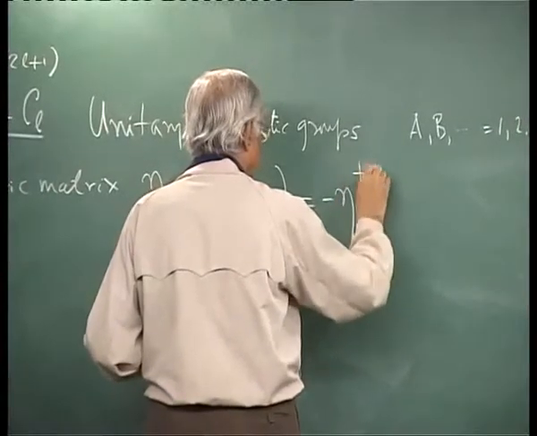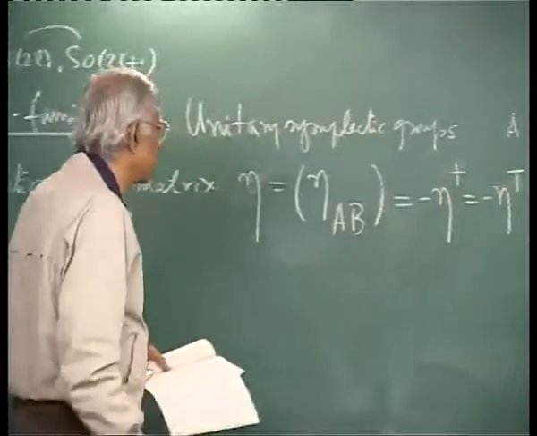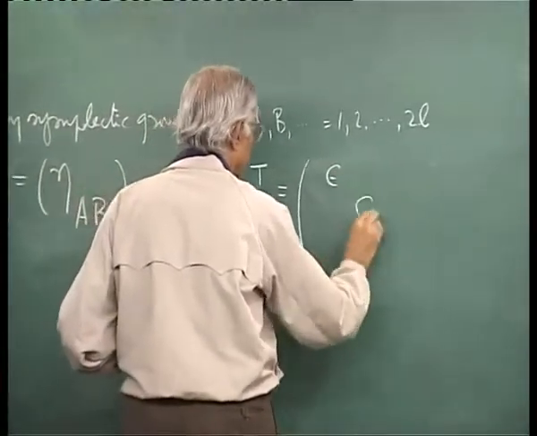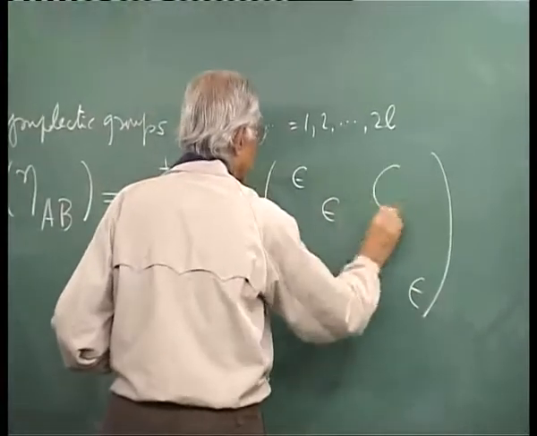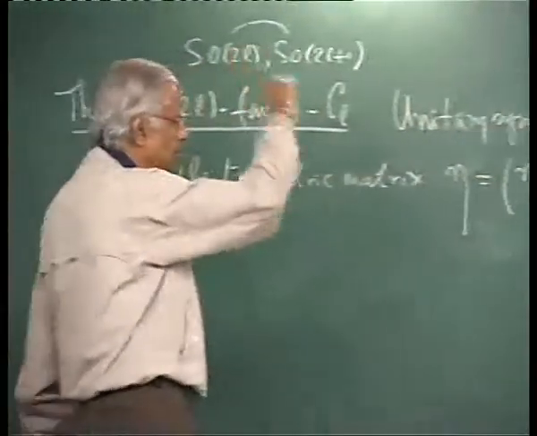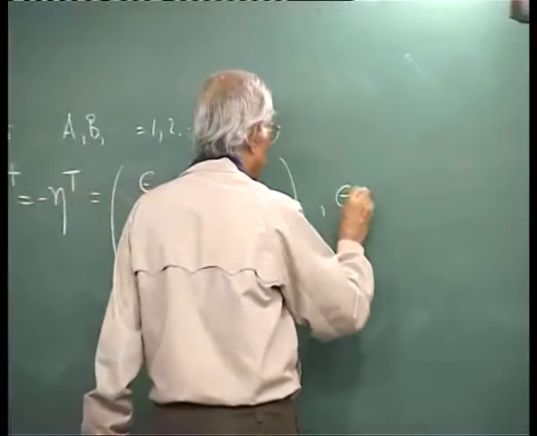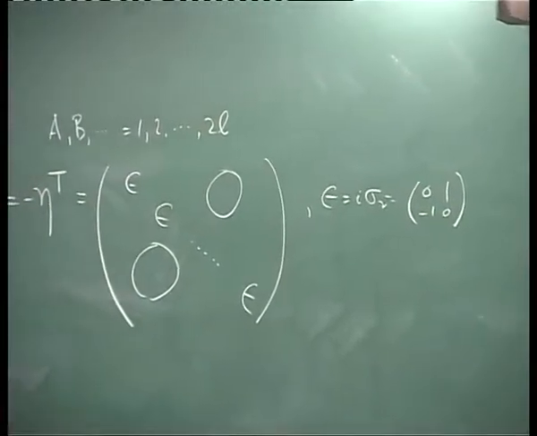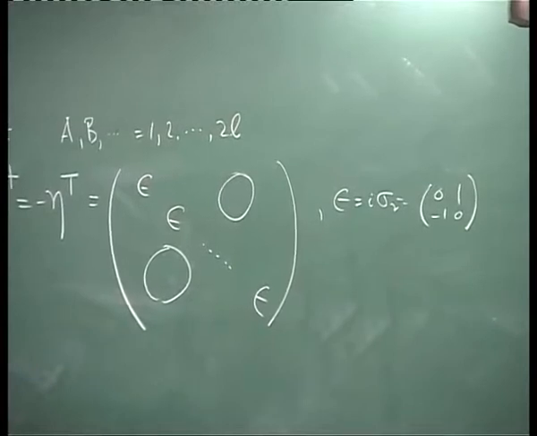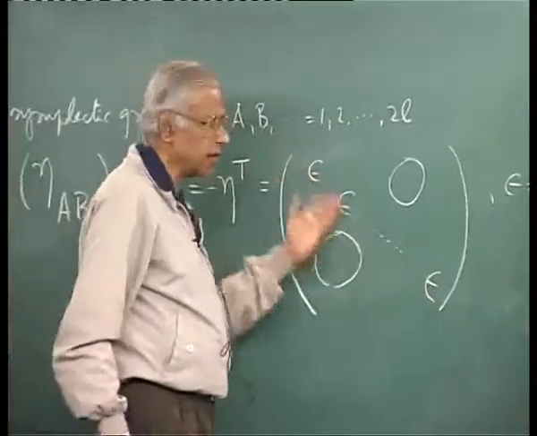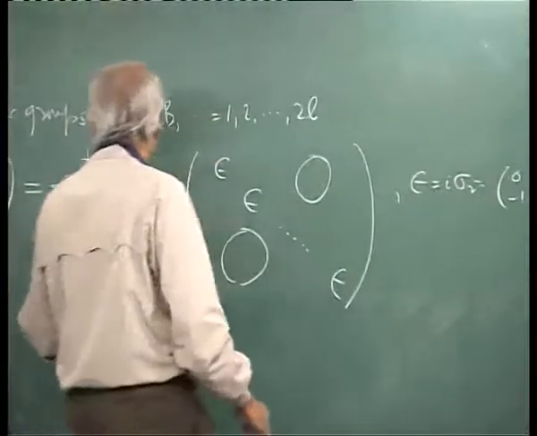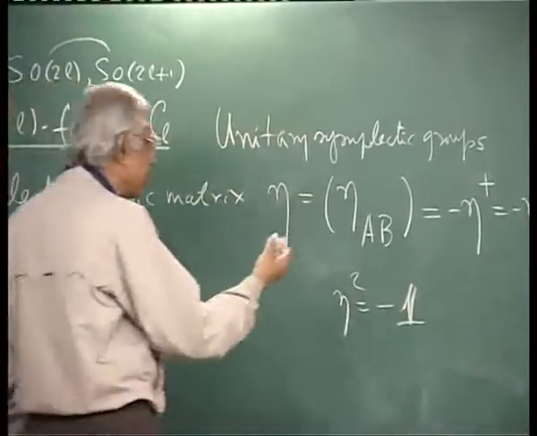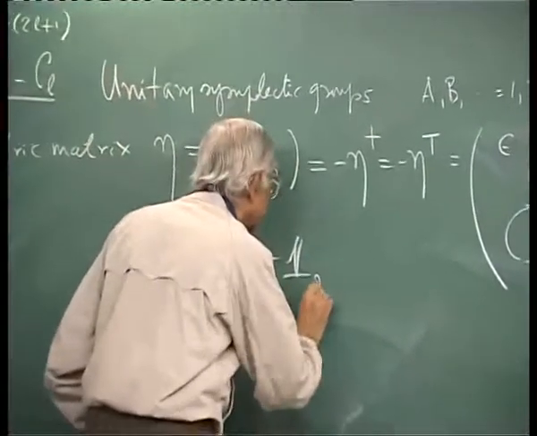This happens to be anti-Hermitian. It happens to be antisymmetric. It happens to be real. It has all these properties. And what is this strange matrix? I write it in 2x2 block form. Along the diagonal, you have the 2x2 matrix i sigma 2, the antisymmetric Pauli matrix. And how many 2x2 epsilons are there here? L of them. The dimension is 2L. And you can also see that the square of this matrix is minus 1. In that sense it is like the symbol i.